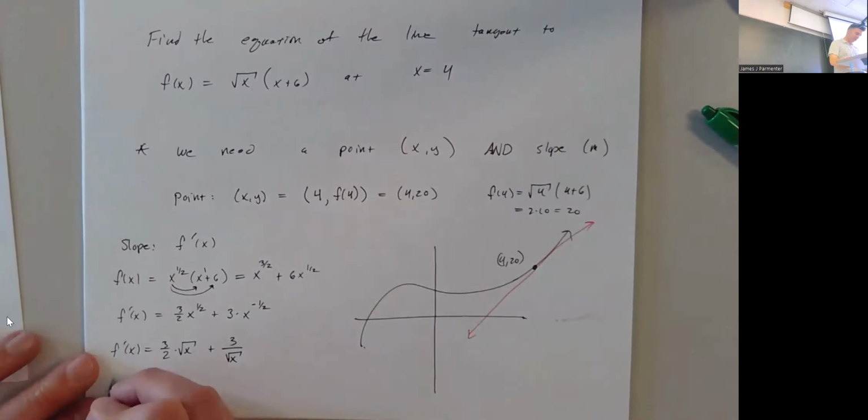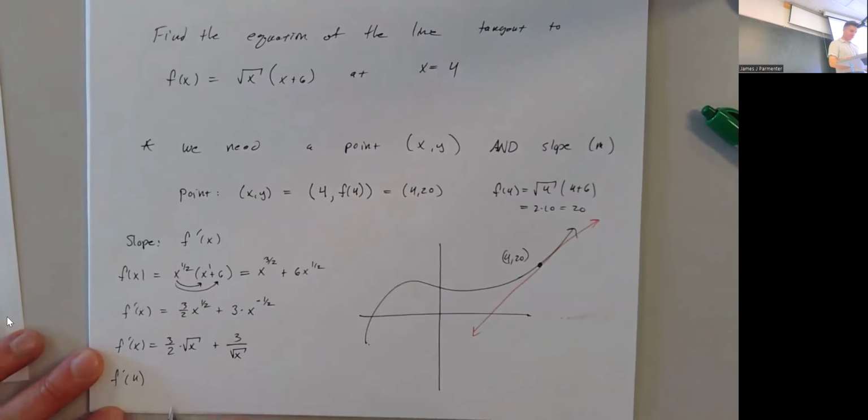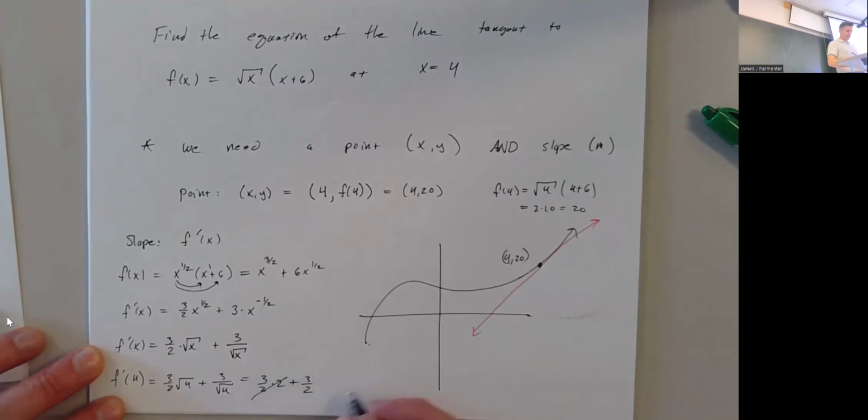And now I can plug in 4. I mean, I could have plugged in 4 before. And get 3/2 times the square root of 4 plus 3 divided by the square root of 4, which is going to be 3/2 times 2 plus 3 over 2. Those twos cancel. And 3 plus 3/2 is 3 plus 1.5, so 4.5 or 9 over 2, if you prefer.